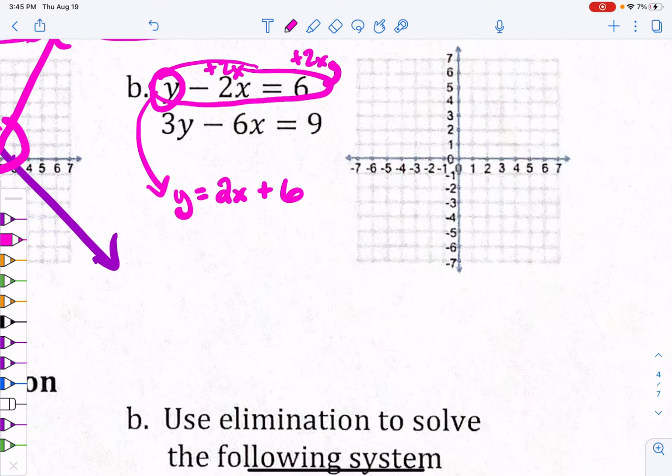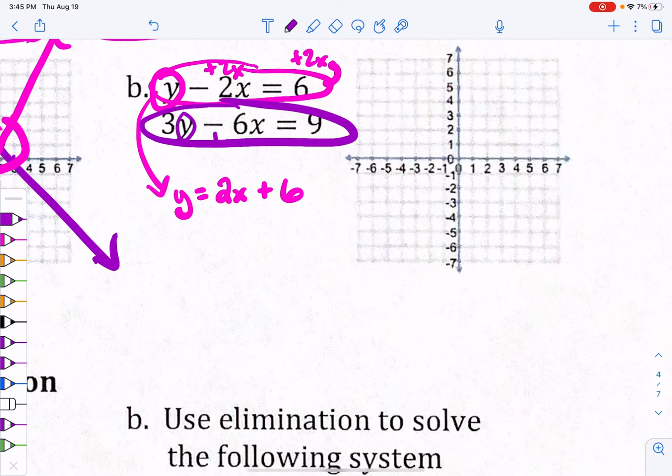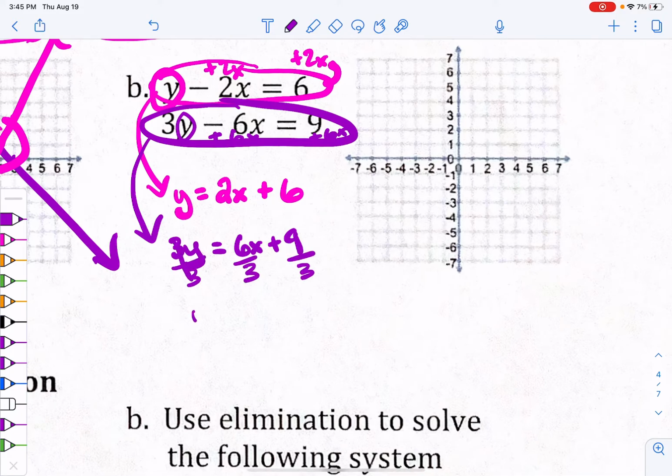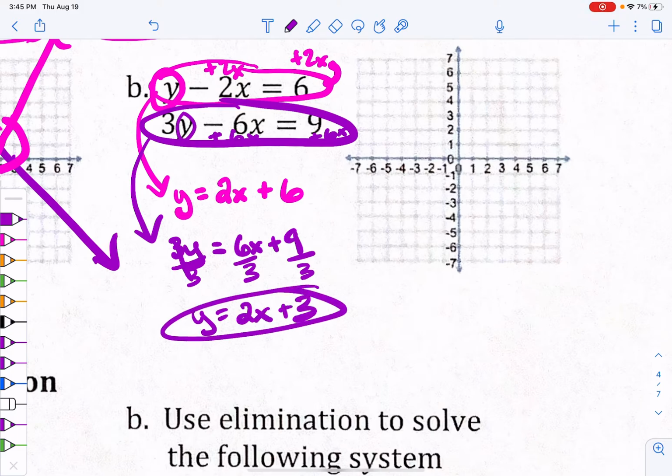Okay. This second one is a little bit more work than that even. We have to get the y by itself, but we're going to bump the plus 6x to the other side. Plus 6x. Okay, I'm going to write that down here. So 3y is left on that side equals 6x plus 9. And we have to do one more step, which is divide by 3 on everything. And we have y equals 2x plus 3. And that's going to be the one that we're graphing.